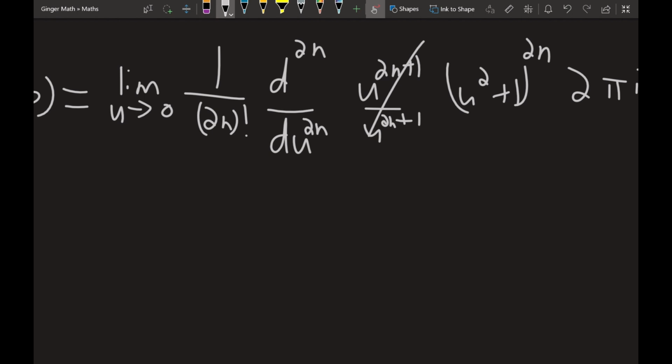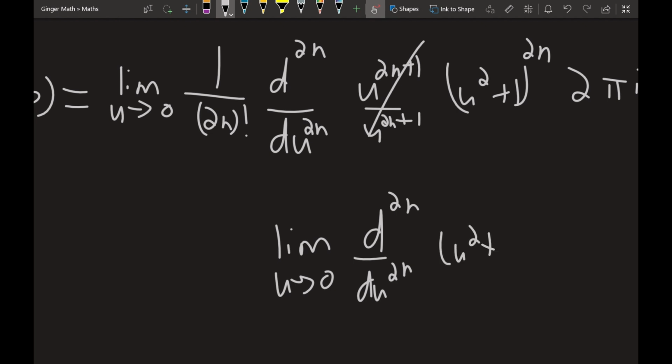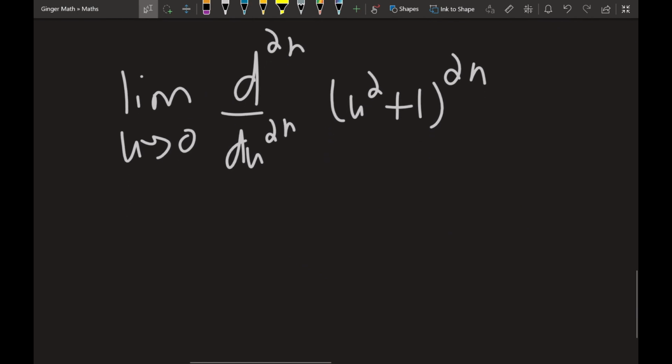So what we have here is the limit as u goes to 0 of d over du to 2n, and then a u squared plus 1 to the 2n. What we have here is a little bit weird because we're taking the nth derivative in a way, but what I'm going to do is expand this using the binomial theorem. In this way it'll be a lot easier to see how all of our terms are actually going to go to 0 except for 1, which is pretty cool.